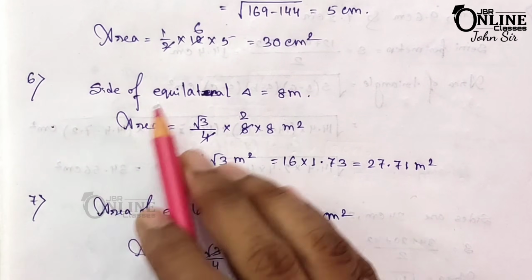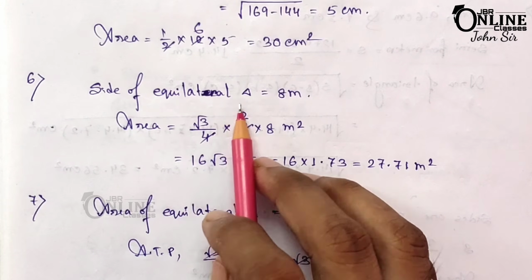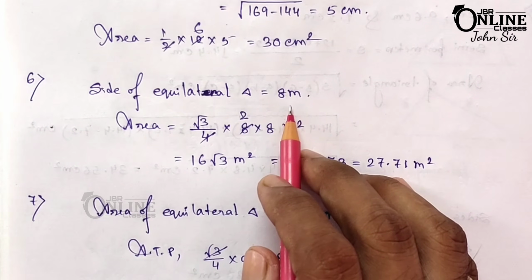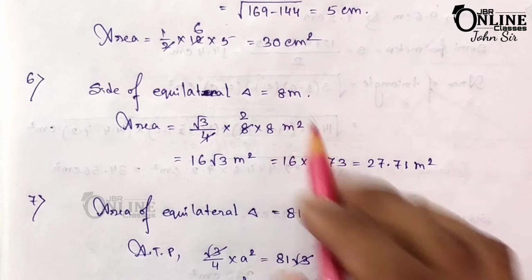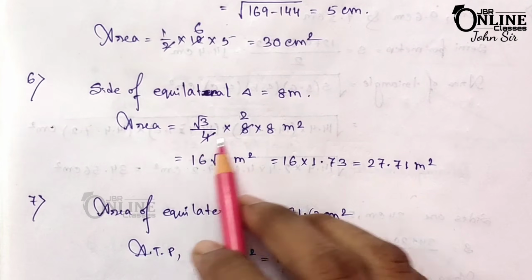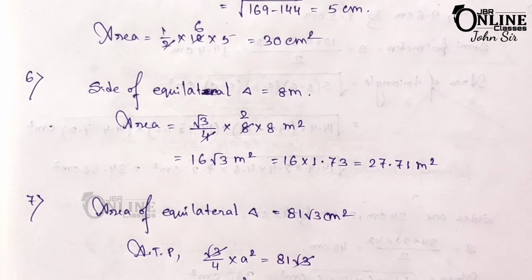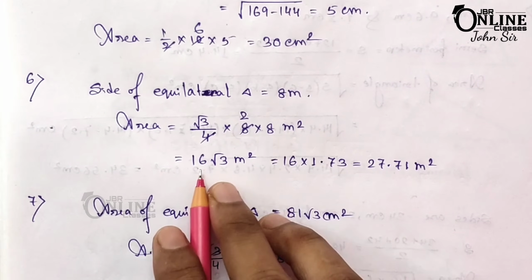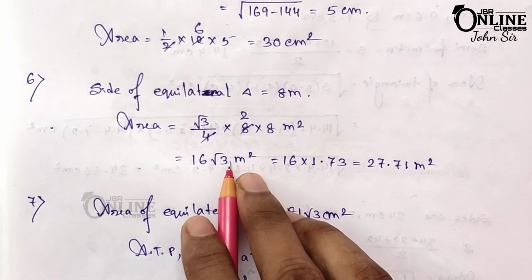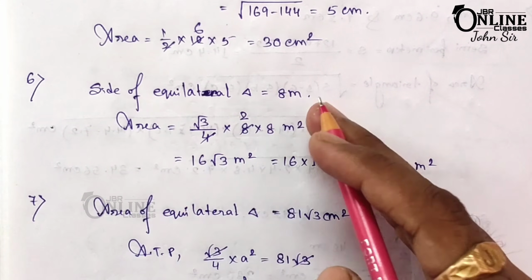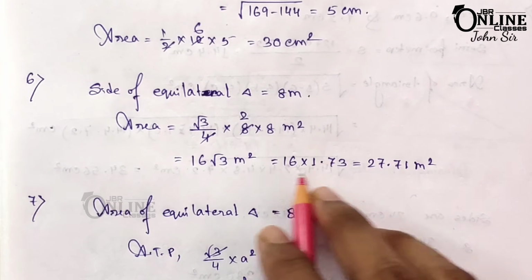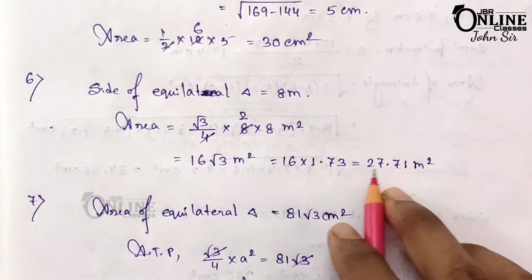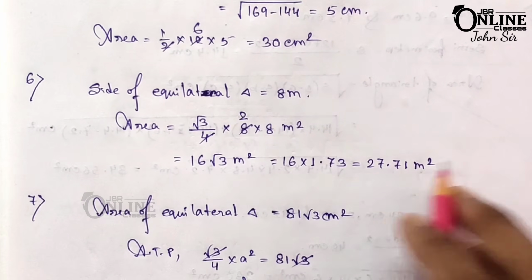Next, sum number 6. Here the side of an equilateral triangle, that is 8 meter, is given. Okay, and you have to find out its area up to 2 decimal places. So the formula will be root 3 by 4 into a square. So here a means 8, so 8 into 8, or you can also write 8 square, that means 64. So from that the answer will be 16 root 3. Now you have to change this answer into decimal places. So the value of root 3 equals 1.73. Okay, then 16 into 1.73 equals 27.71 meter square.